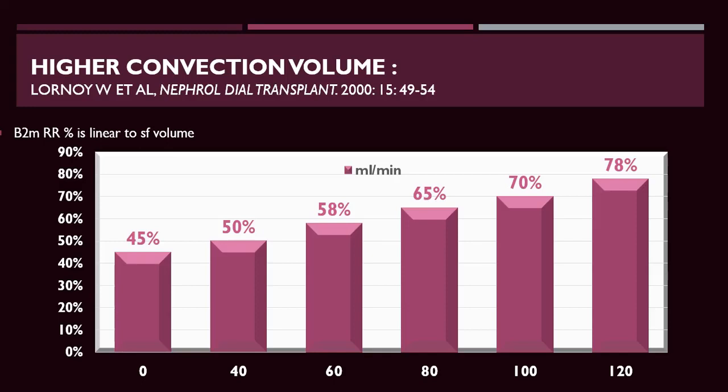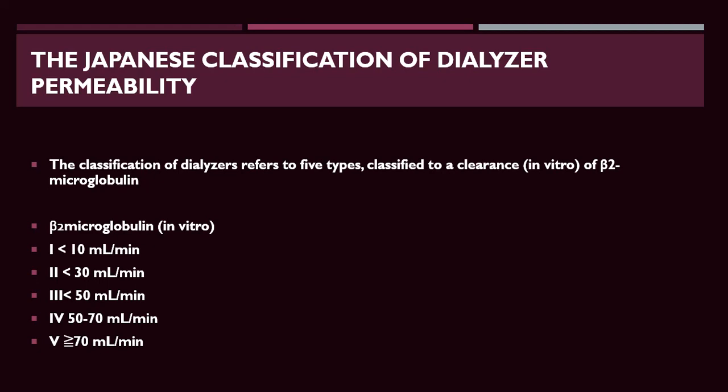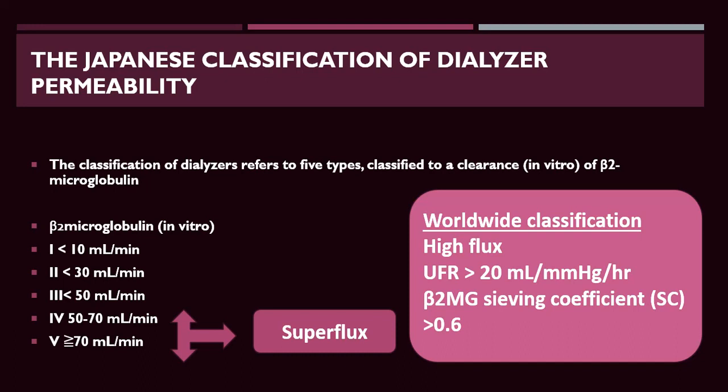Please remember that beta 2 microglobulin is 11,800 daltons, while albumin is around 66,000. Urea is very small, only 60 daltons. The Japanese classification, which I like because they classify dialyzer membranes according to beta 2 microglobulin clearance, has classes 4 and 5 with the highest clearance of beta 2 microglobulin. The worldwide classification of high flux membrane depends on a beta 2 microglobulin sieving coefficient above 0.6.